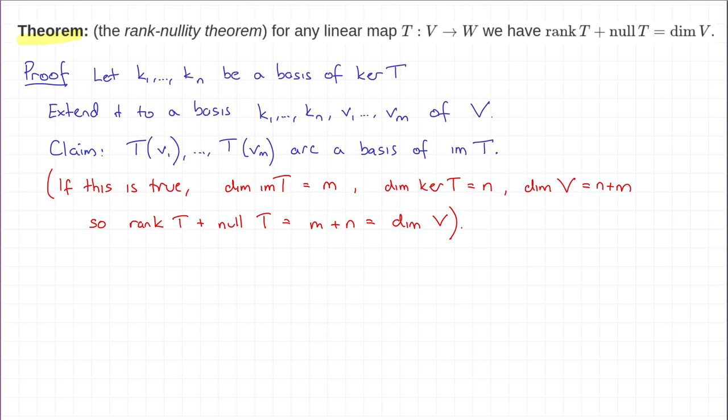Okay, so that's all we need to prove, that T of V1 up to T of Vm forms a basis of the image of T. To prove something is a basis, you have to prove that it is a spanning set and that it is linearly independent. So in our proof of the claim, let's start by showing that it's a spanning set for the image of T.